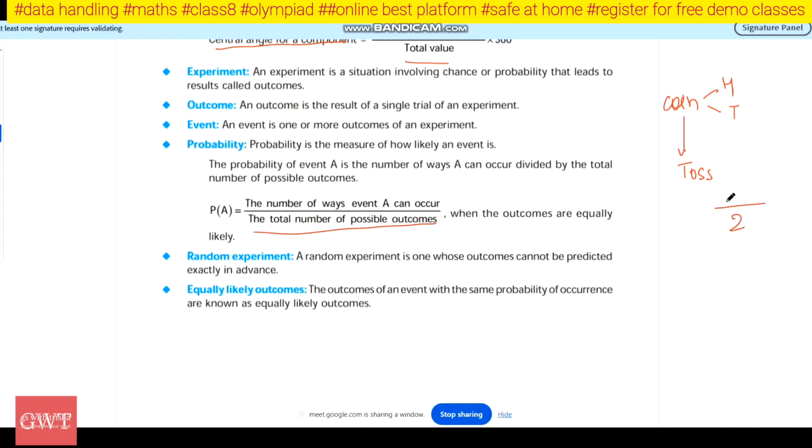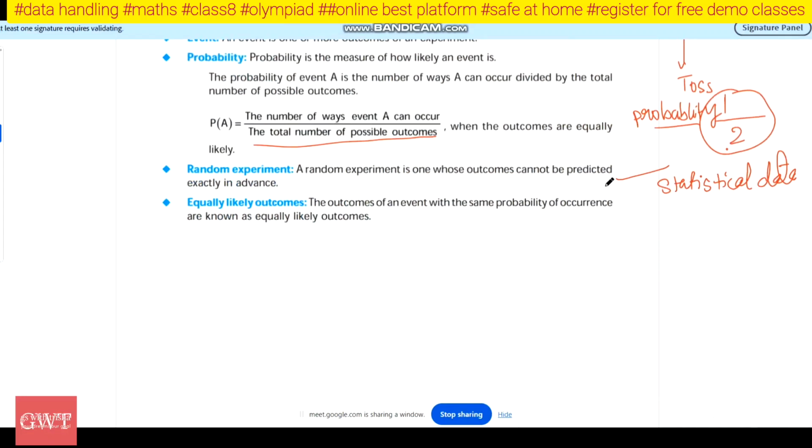But I am calculating about head, so there is only 1 chance of head. So 1 upon 2 will be the probability. Okay, this is called probability. Now random experiments: there are several kinds of experiments, and in any random experiment you will calculate the statistical data. Equally likely outcomes means whenever the outcomes are of the same kind, they are called equally likely outcomes.